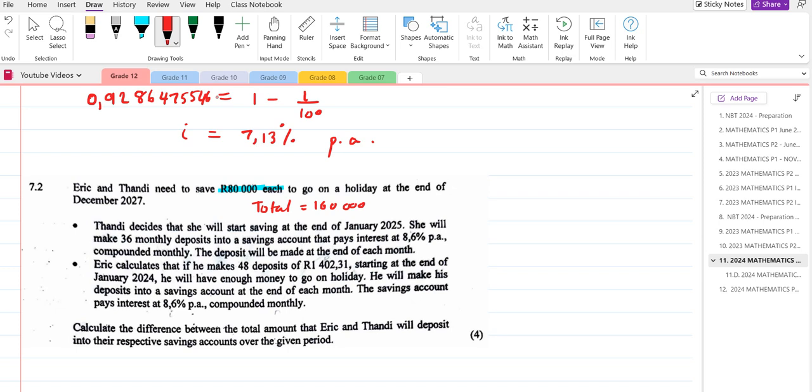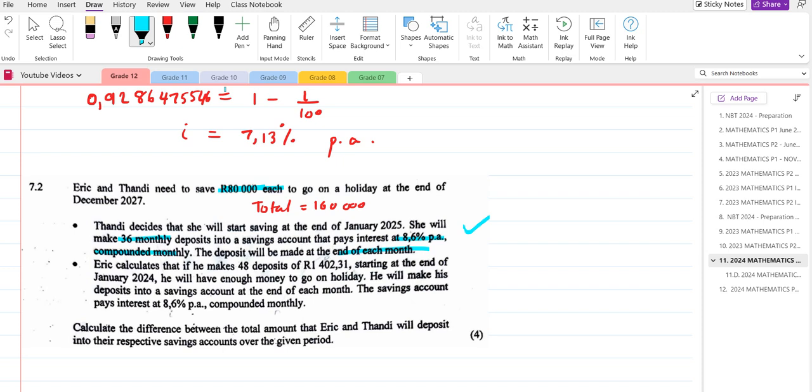Thandi decided that she will start saving at the end of January 2025. She will make 36 monthly deposits into a savings account that pays interest of 8.6% per annum compounded monthly. The deposit will be made at the end of each month. Okay, so this is pretty simple, just the future value formula.